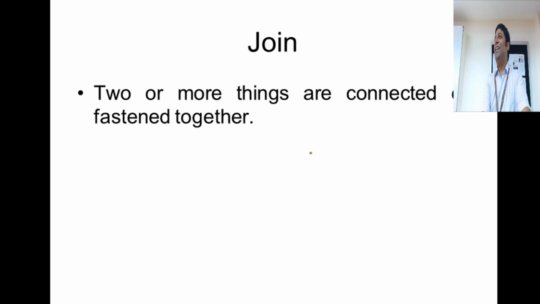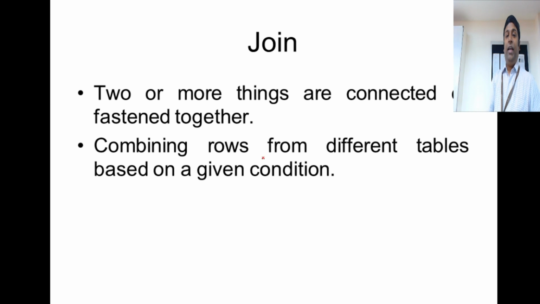What do you mean by join? So the basic meaning in English is two or more things are connected or fastened together. So you connect something, that becomes a join. Combining rows from different tables based on a given condition. That is the actual meaning of join from DBMS perspective.